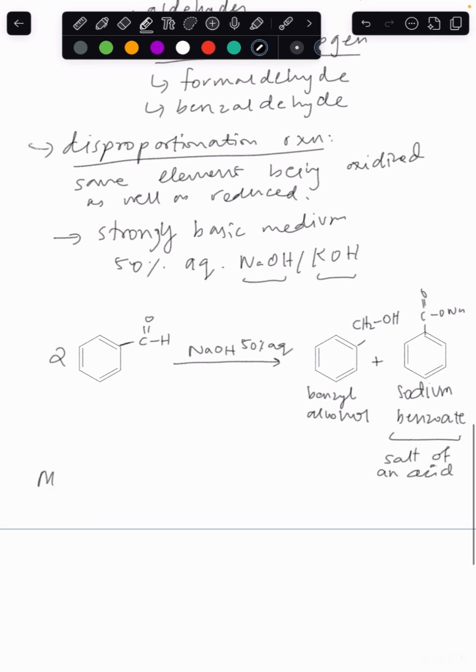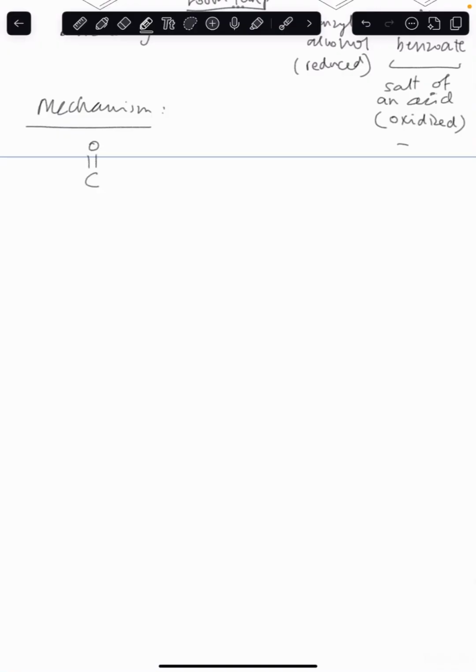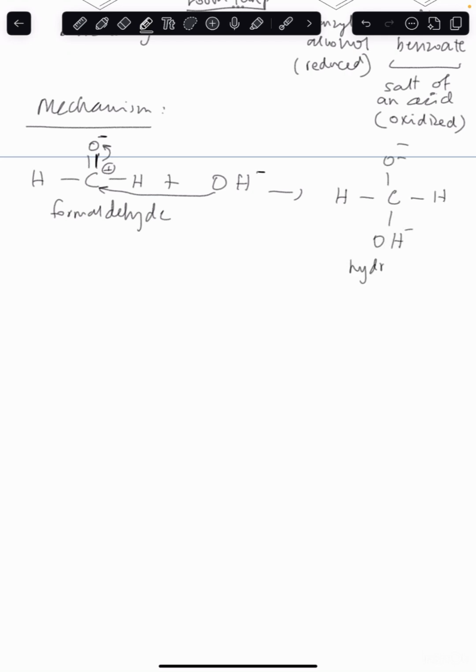Now if we see the mechanism, the formaldehyde molecule will shift its shared electrons towards the oxygen, and the base will attack this carbon and it will form a hydrated anion. This hydrated anion will combine with another formaldehyde molecule.